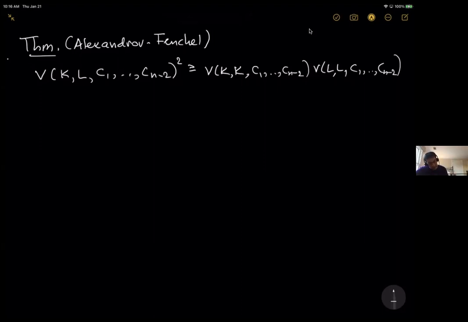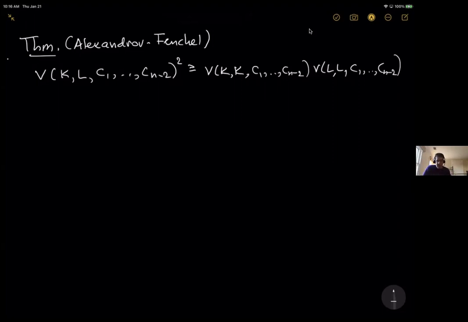It's a quadratic inequality, right? You have to notice that this is an inequality for convex bodies in R^n. There are n bodies in each of these mixed volumes, but they play different roles. The first two bodies vary, right? So you have KL on the left-hand side and KK and LL on the right-hand side. But these C1 to C_{n-2} are reference bodies, and they play a separate role. They're fixed. They're the same in all three terms.